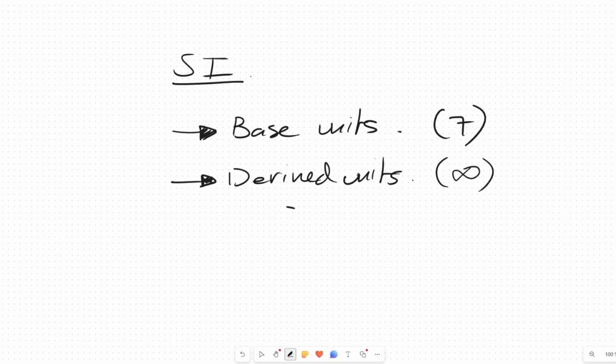For example, speed is a derived unit. Why? Because it comes from length and it comes from time. Speed is measured in meters per second, which is 2 base units.